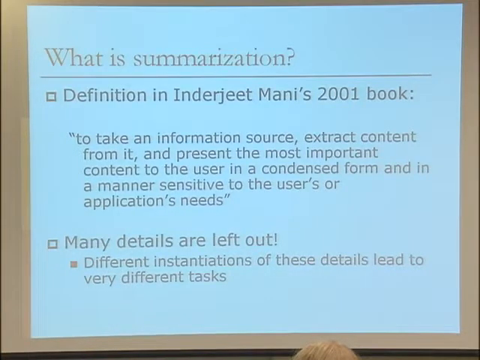So what is automatic summarization? Here is a definition that you often see in various papers. It's from Inderjit Mani's 2001 book called Automatic Summarization, and there he gives this definition of what summarization is. To summarize a document means to take an information source, extract content from it, and present the most important content to the user in a condensed form and in a manner sensitive to the user's or application's needs.